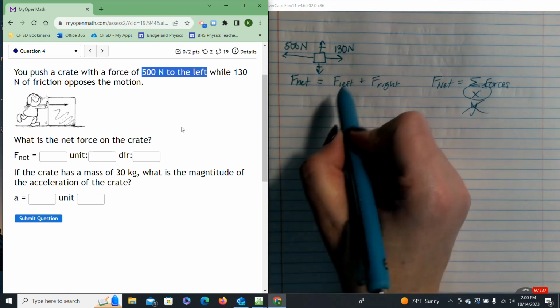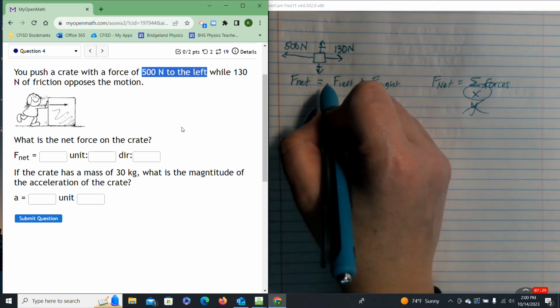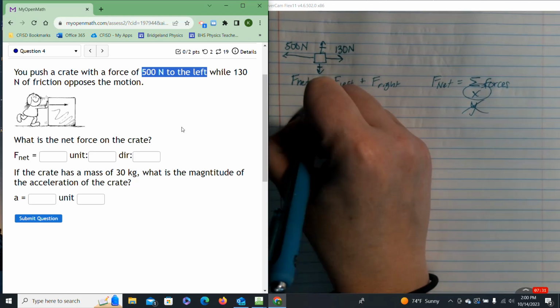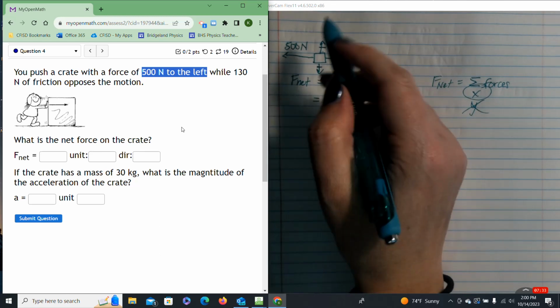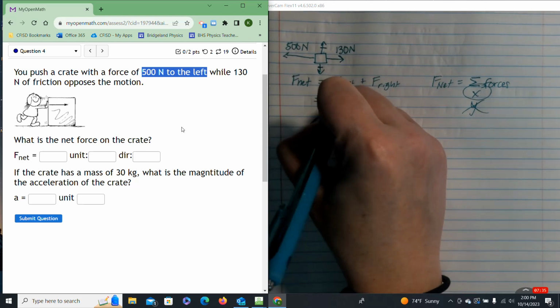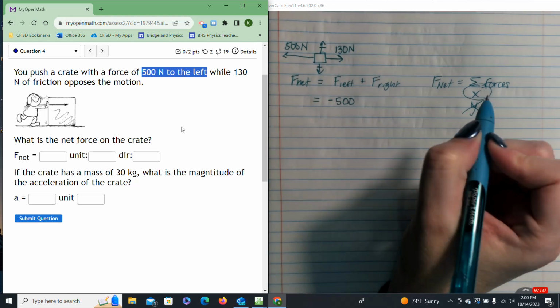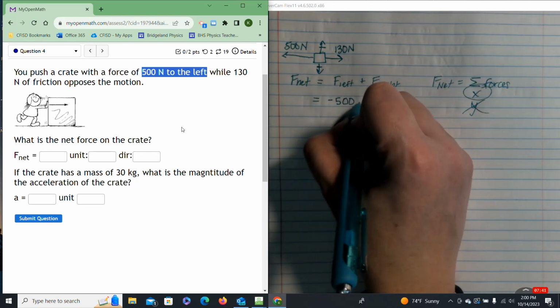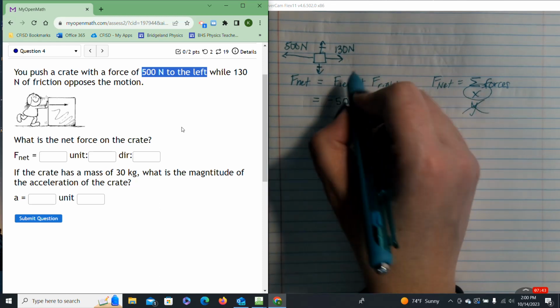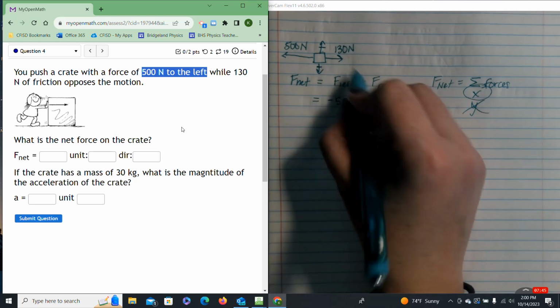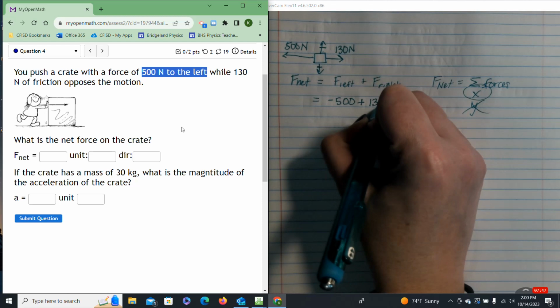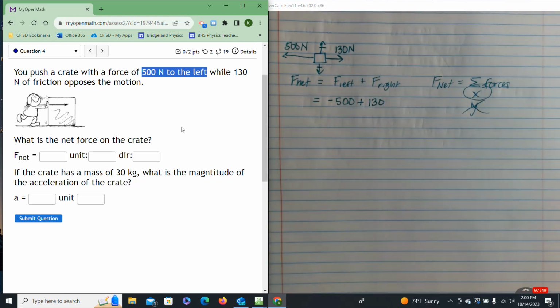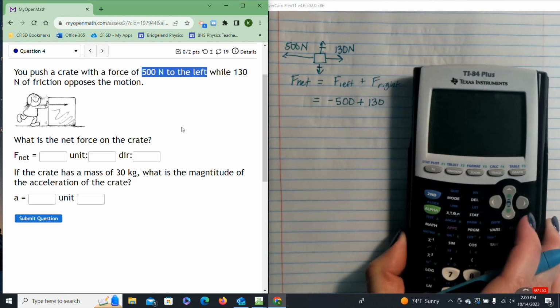So looking at this, if I add these together, keeping in mind that forces are vectors, the one to the left, that 500 newtons, I'm going to label as negative 500. I'm going to call the left direction negative, just so that I end up with the answer that I need here. And my forces to the right are going to be positive 130. So negative 500 plus 130 will give me my net force.